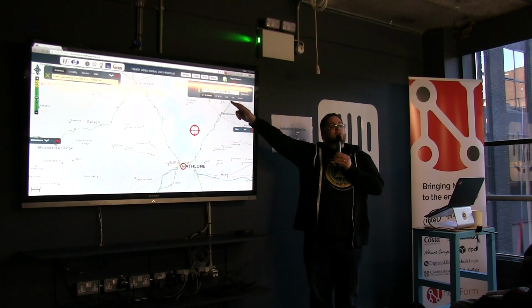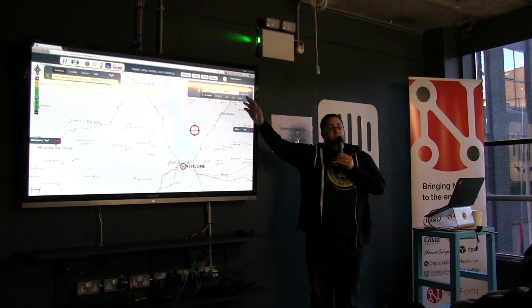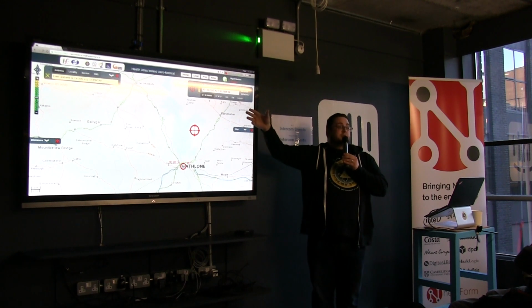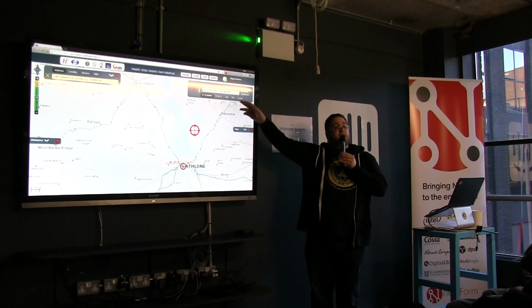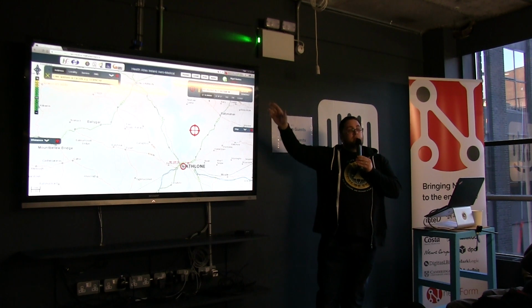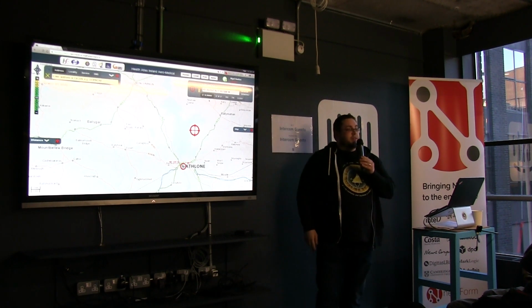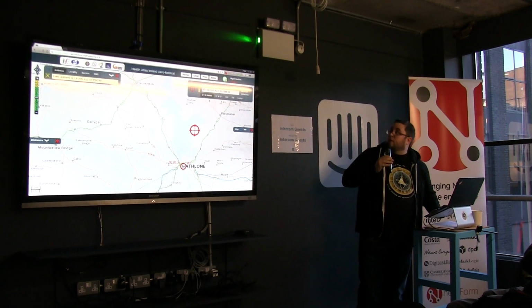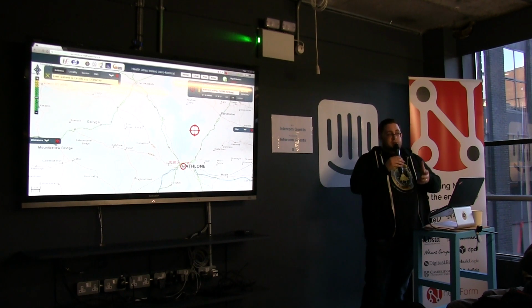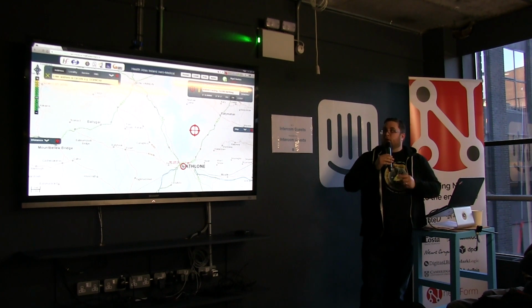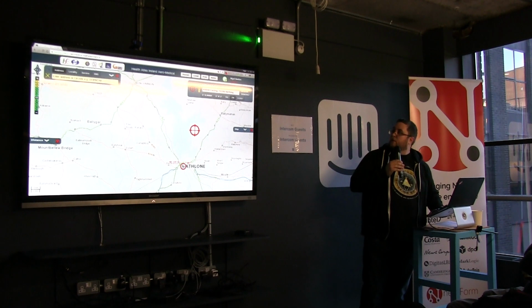ING is Irish National Grid, the grid reference system for Ireland. ITM, or Irish Transverse Mercator, is the newest version of that, and then there's just plain old decimal degrees. It will shift through them on the fly, and any prompts that are showing coordinates, it will change them to match.